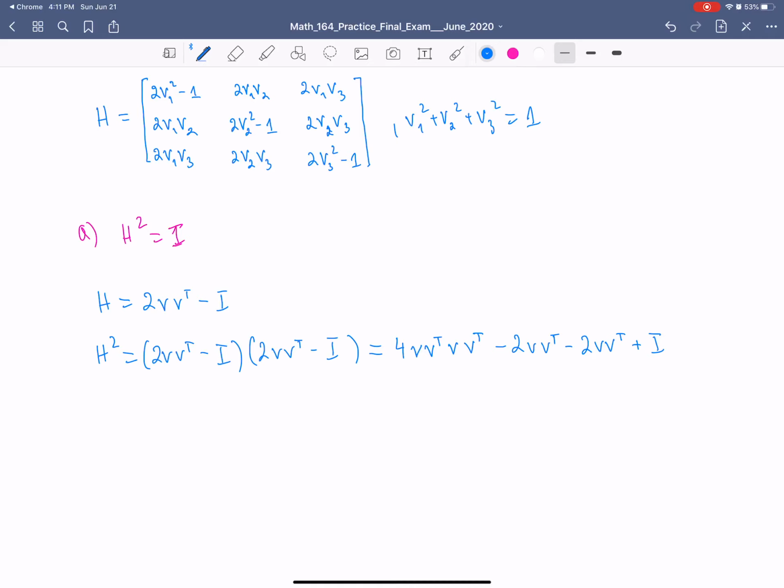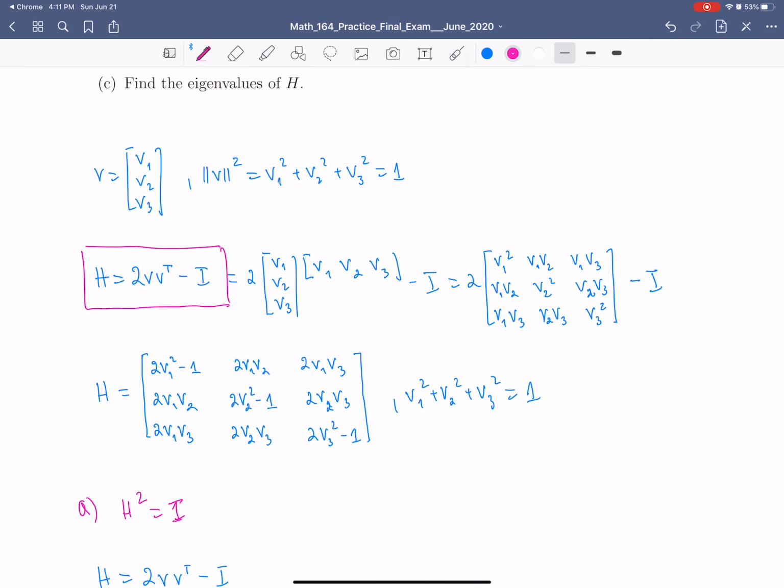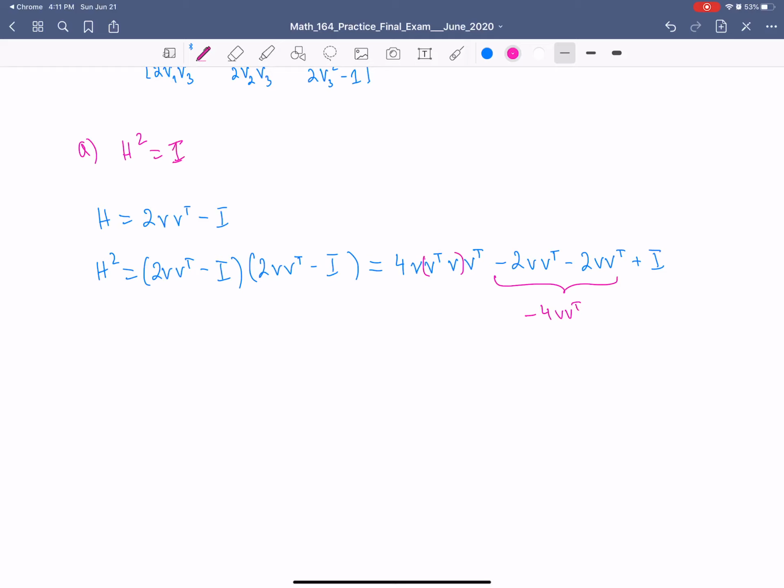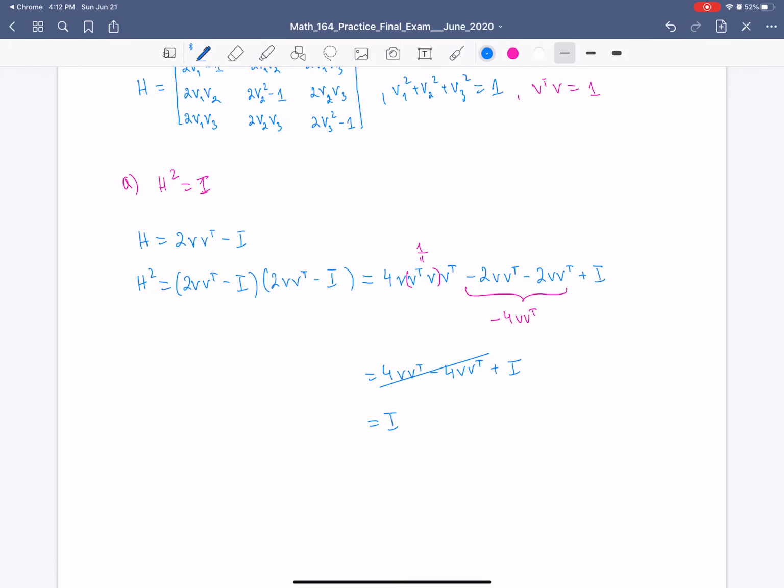So how can this be equal to the identity matrix? Well, obviously, this part is negative 4 VV transpose, whereas here, you look at V transpose V. By the way, this expression is exactly V transpose V. So I can say here V transpose V is 1, or here V transpose V is 1. So that's very nice. That's the length is 1 in vector form. So you see that this is just 1. So ultimately, what this simplifies to is 4 VV transpose minus 4 VV transpose plus the identity. Well, clearly, those two cancel each other out, and we're left with the identity matrix, which is what we were asked to show.